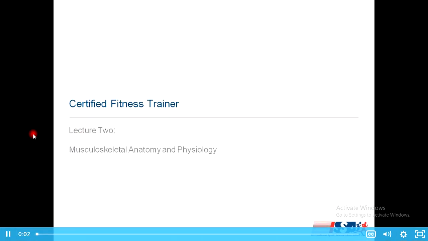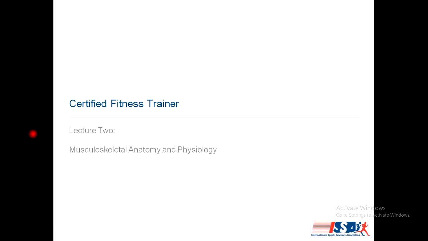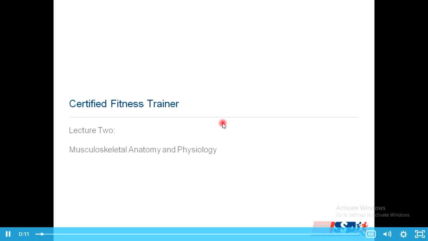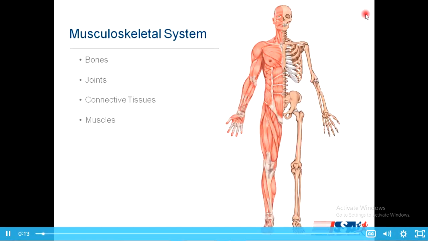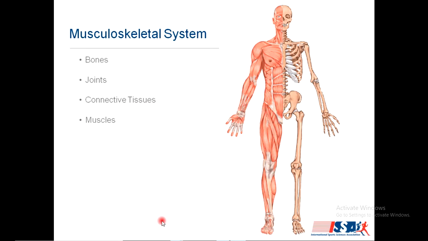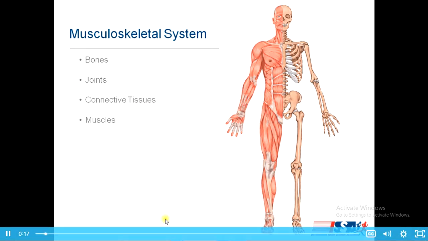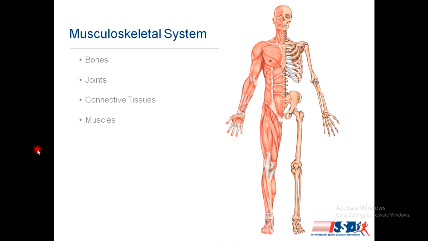Welcome to your second lecture in the Certified Fitness Trainer program. We're going to devote this lecture to two important systems, the muscular system and the skeletal system. Movement of the body is contingent on the interaction of these two systems, and they are commonly referred to together as the musculoskeletal system. The combined system consists of bones, joints, connective tissue, and muscles.